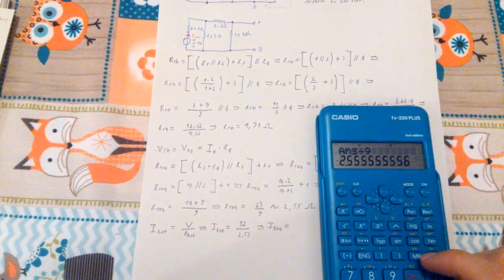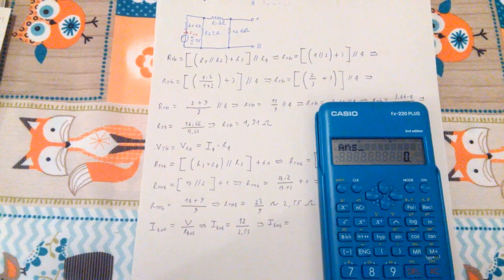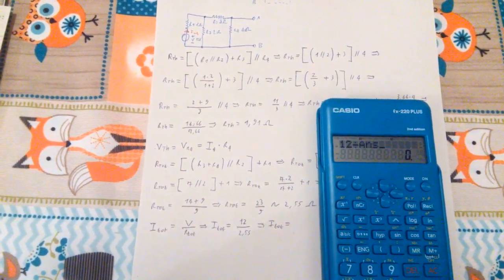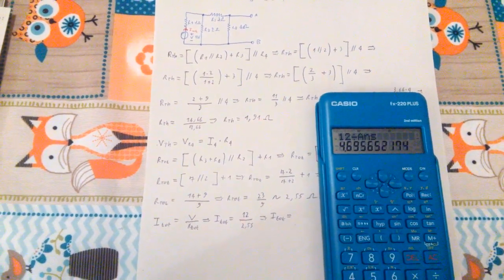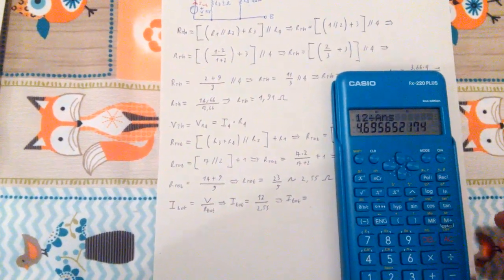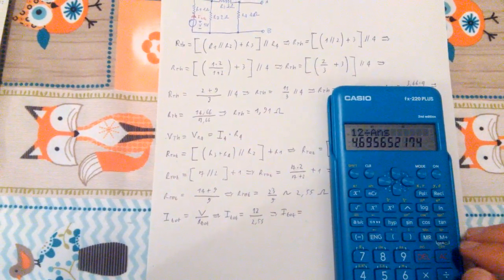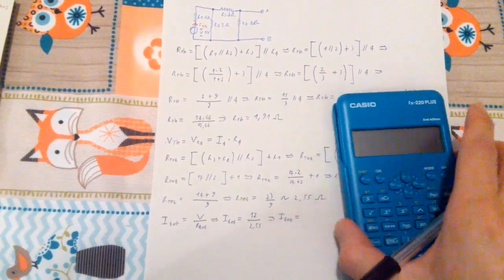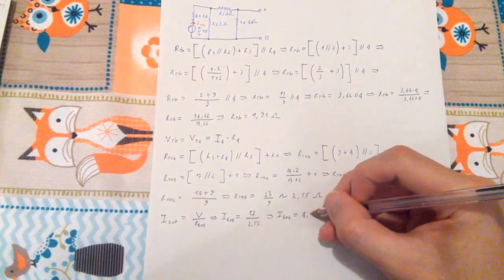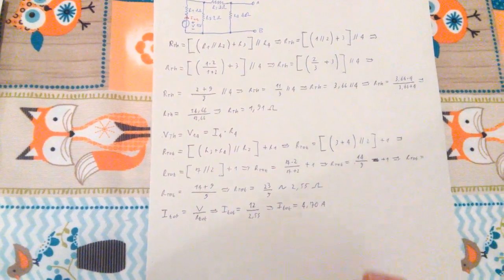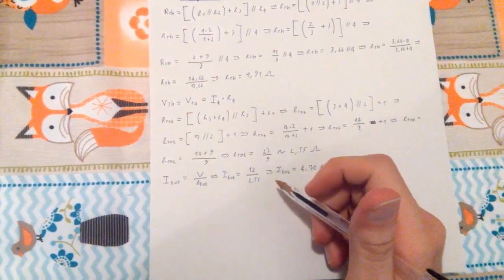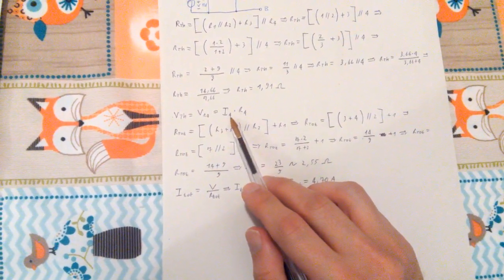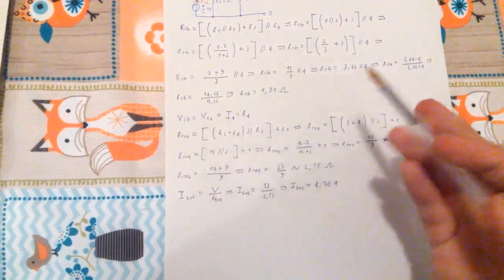Let me fire up my calculator again. Oh, I already have the answer. So 12 over 2.55 is 4.69. Well, there is a 9 there, so I'm gonna go for 4.70 amps, which is my I total. Now I have everything I need to find I4, and with I4, I will have everything I need to find VTH.